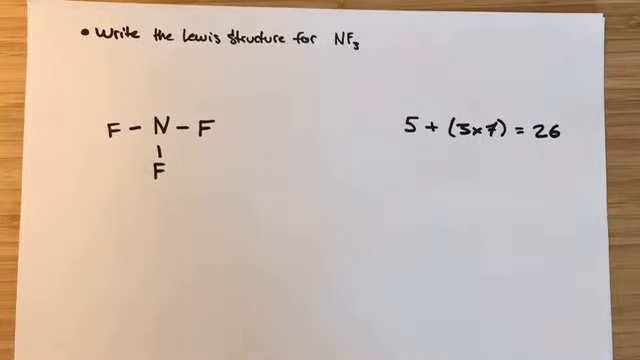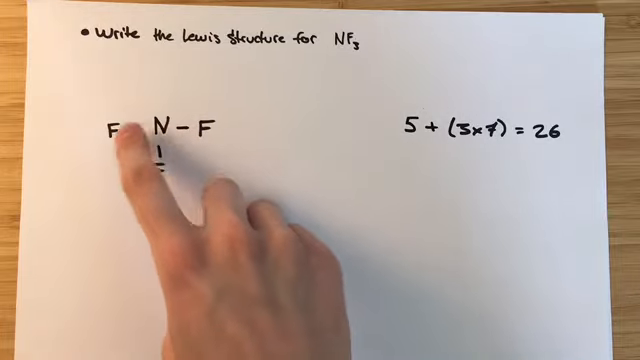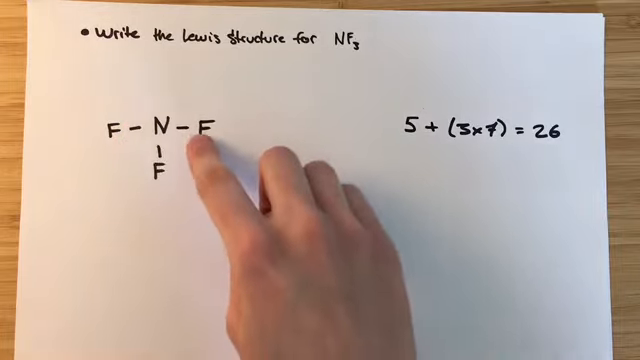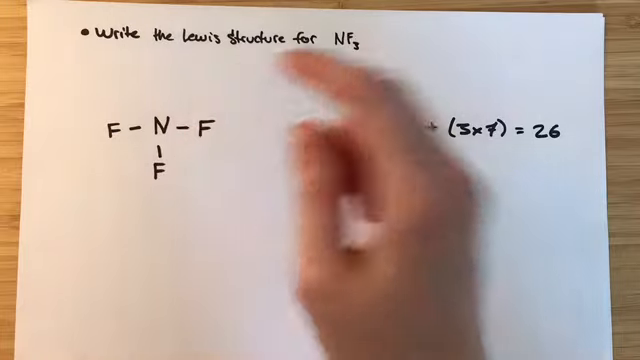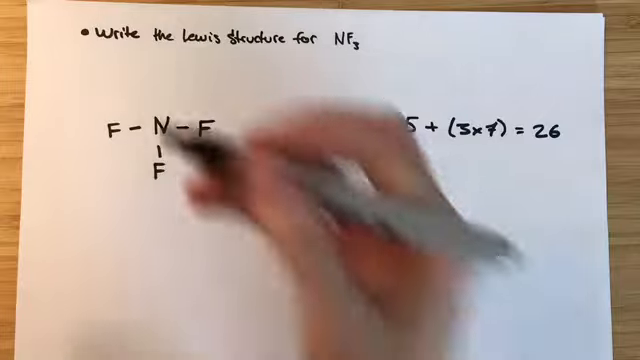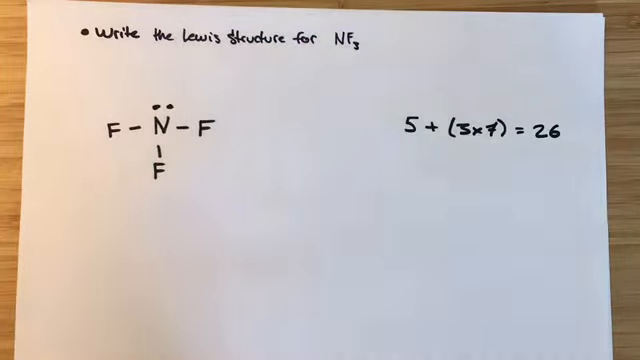Step 3 is to complete the octet rule for all of the atoms. Let's start with nitrogen. As we see here, nitrogen already has 1, 2, 3, 4, 5, 6 electrons because these bonds are 2 electrons each. So now we need to add 2 more. To do that, we just add 2 dots at the top, and these dots represent the electrons.